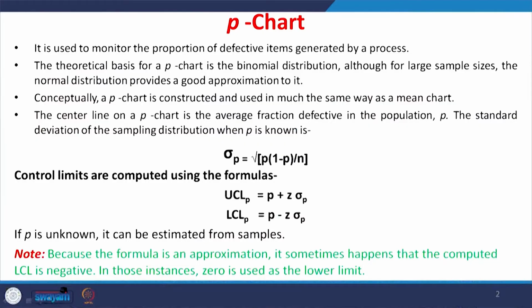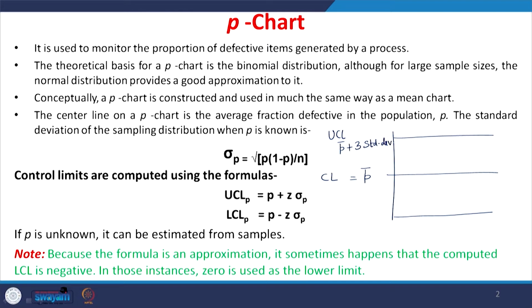In our previous session we already discussed that in a P chart, the central line represents the average P value, or P bar value, along with the upper control limit and lower control limit. P bar is the central line value or average value. The upper control limit is generally P bar plus 3 standard deviations, and the lower control limit is P bar minus 3 standard deviations.